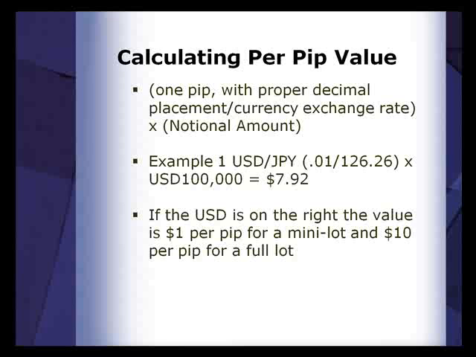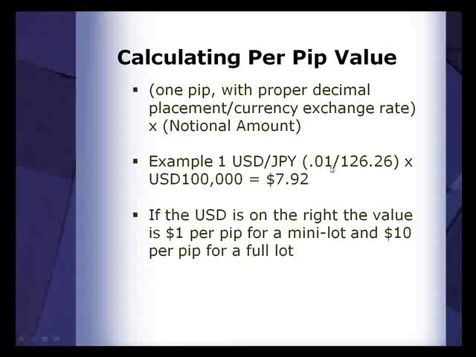We need to start by calculating a per pip value. So per pip value, the formula to calculate that is 1 pip with proper decimal placement divided by the currency exchange rate, and then we multiply that number by the amount. So that would be the amount that we're trading, either 10,000 for a mini lot or 100,000 for a full lot.